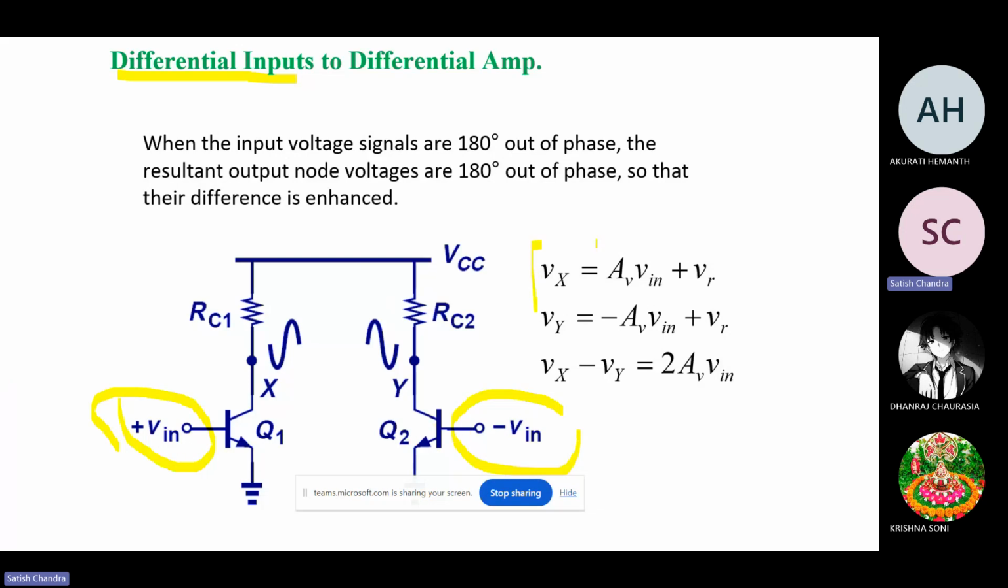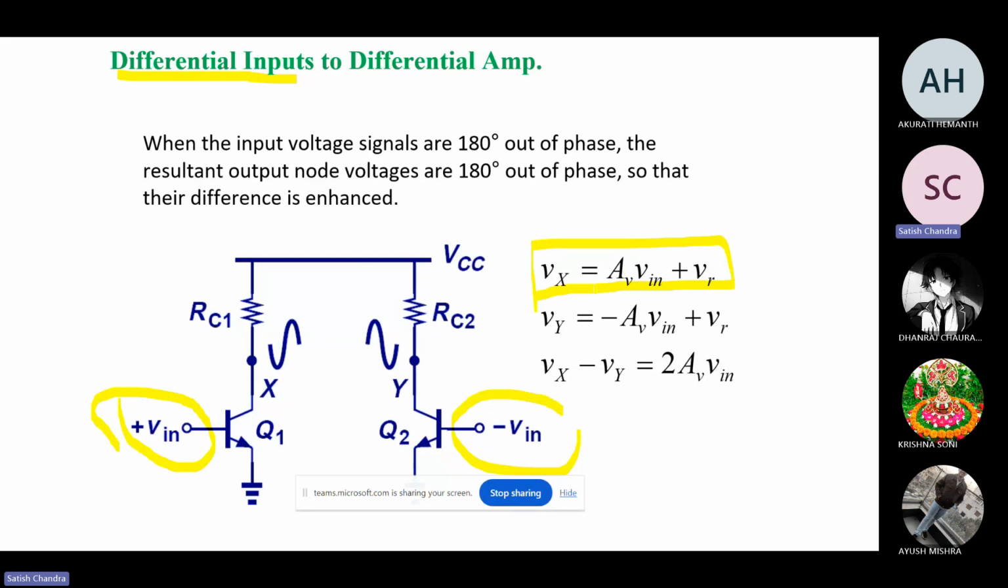We are going to get the voltage at Vx as an amplified version of Vin plus the common signal, whereas at the Y terminal we are going to attain an out of phase amplified version of Vin plus that common signal. If I take the difference of the outputs, Vx minus Vy, this is going to cancel out and this is going to be added on. So we are going to get 2A Vin.